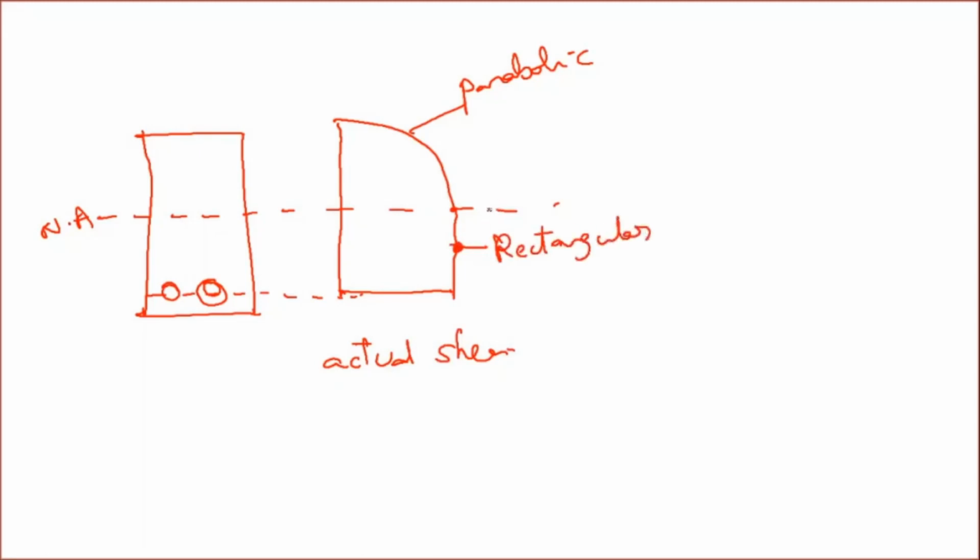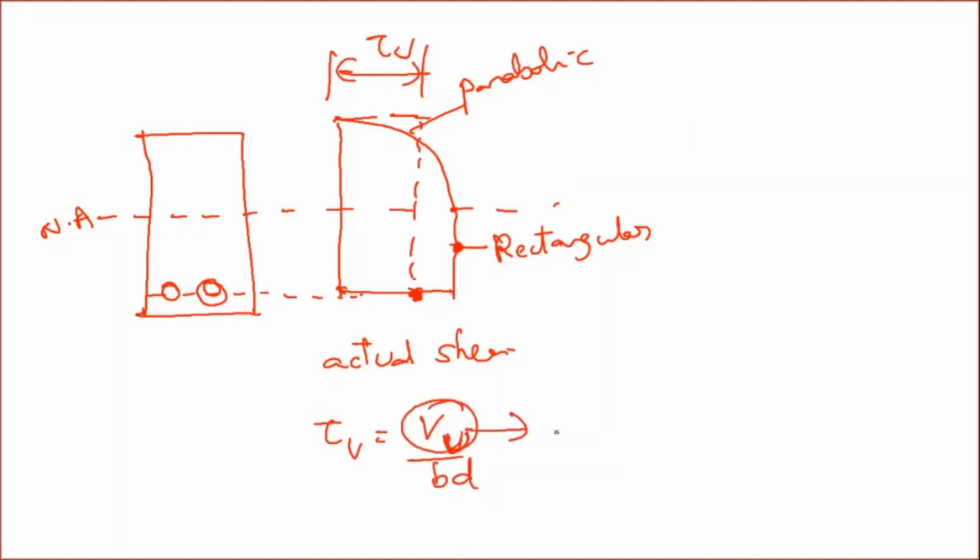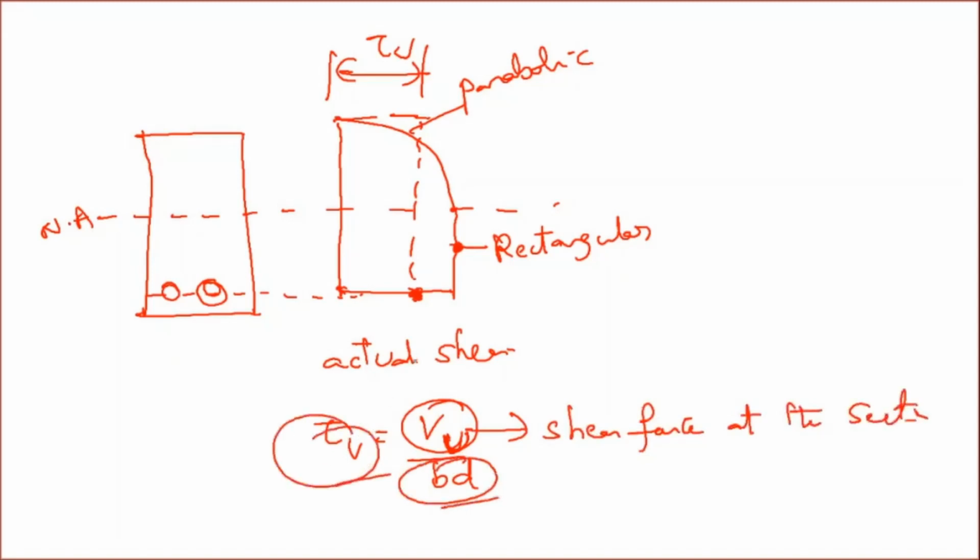Now the thing is, if you take this distribution, then analysis will become difficult. That's why the IS code suggests a nominal shear stress which will be uniform throughout. For that nominal shear stress, the formula is tau v equal to Vu by bd. What is this Vu? Vu is the shear force at the section, divided by the effective area. That will give us the nominal shear stress directly. So remember that nominal shear stress is constant throughout the depth, whereas actual shear stress is parabolic up to the neutral axis, and below that it is rectangular in nature.